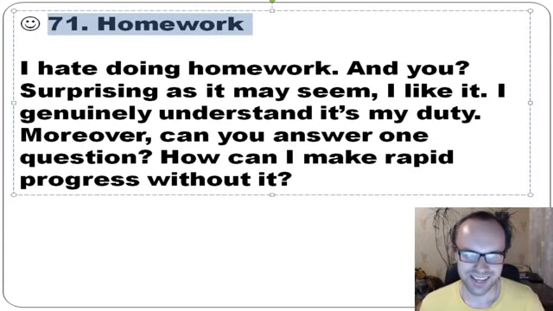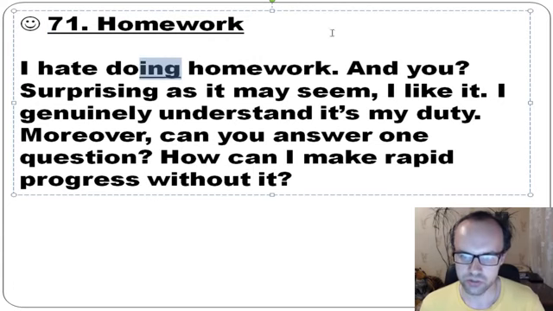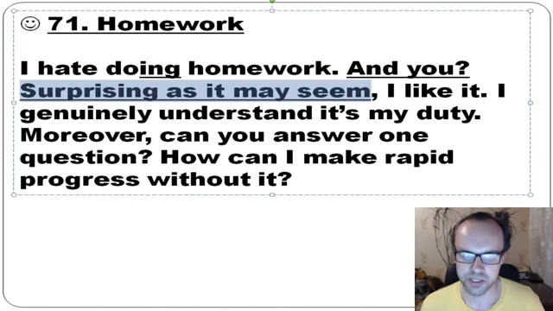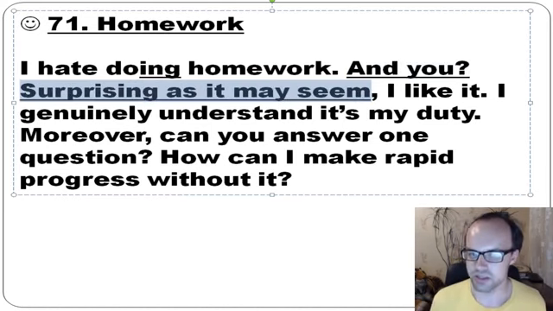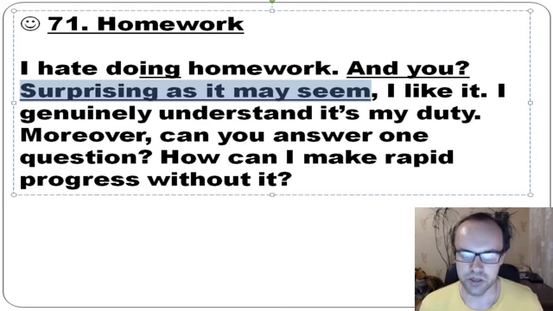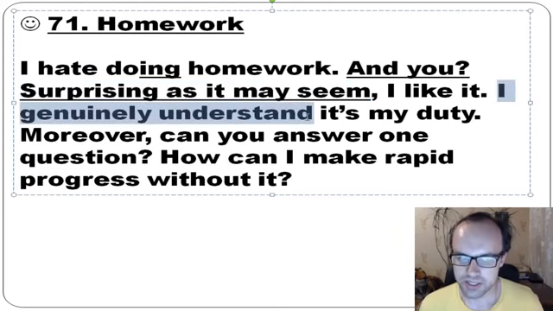Homework. I hate doing homework. I hate doing. And you? So when we want to know the opinion of our friend, for example, surprising as it may seem, a very nice speaking phrase. It means that it can seem surprising. Look, surprising as it may seem, I like it. I genuinely understand. It means I perfectly understand, or I really understand.